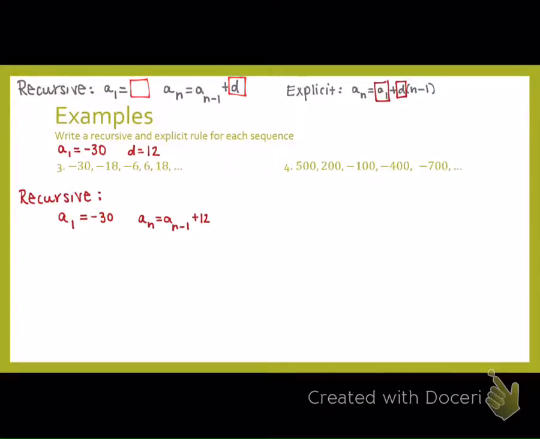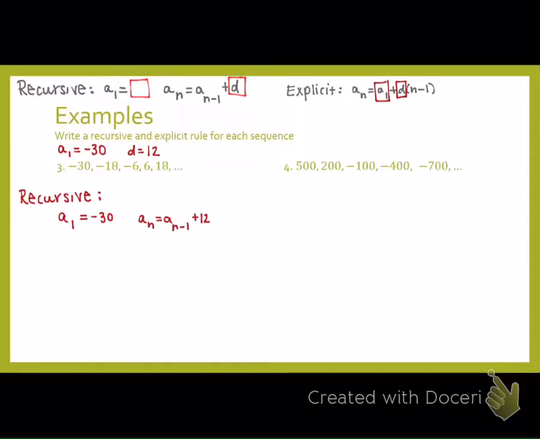Yes, Jenny? Why is the a equals a minus 1? That's saying take your previous term. So if I'm trying to find term 2, take your previous term, which would be term 1, and add 12 to it. So to find term 2, you need the previous term. The previous to term 2 is 1, so I'd need negative 30 plus 12 to get term 2. So n minus 1 is just telling you take the previous term and add 12 to it.